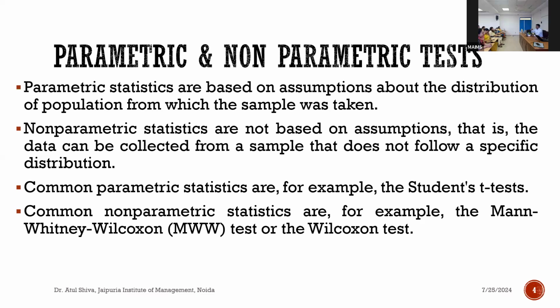ANOVA is also parametric. The common parametric statistics are the t-test and one-way ANOVA. If there are more than two categories, we shift to ANOVA. But if ANOVA is not applicable, then I have to go for non-parametric, which is the H test. So today we will be solving the t-test, we will run ANOVA, we will run the U test, and we will run the H test. If two are there, t-test; more than two, ANOVA.